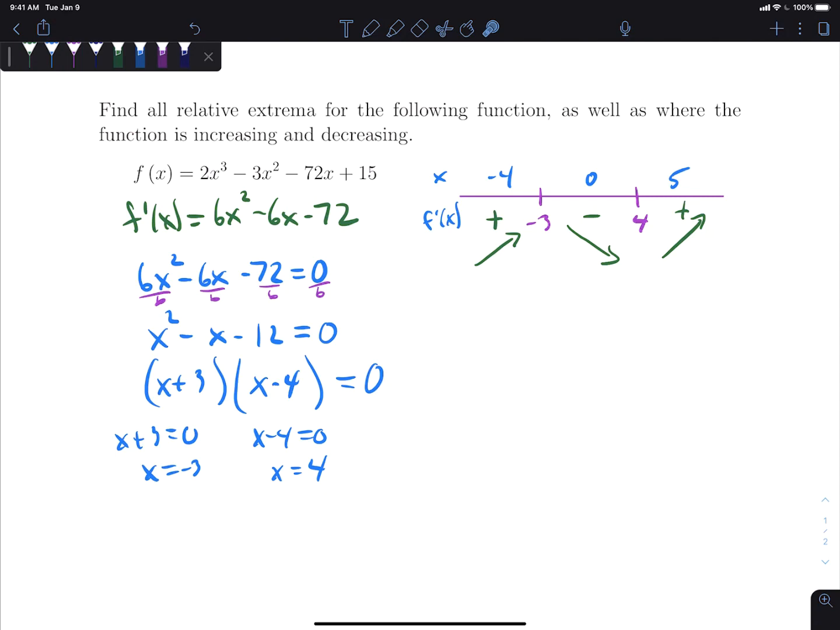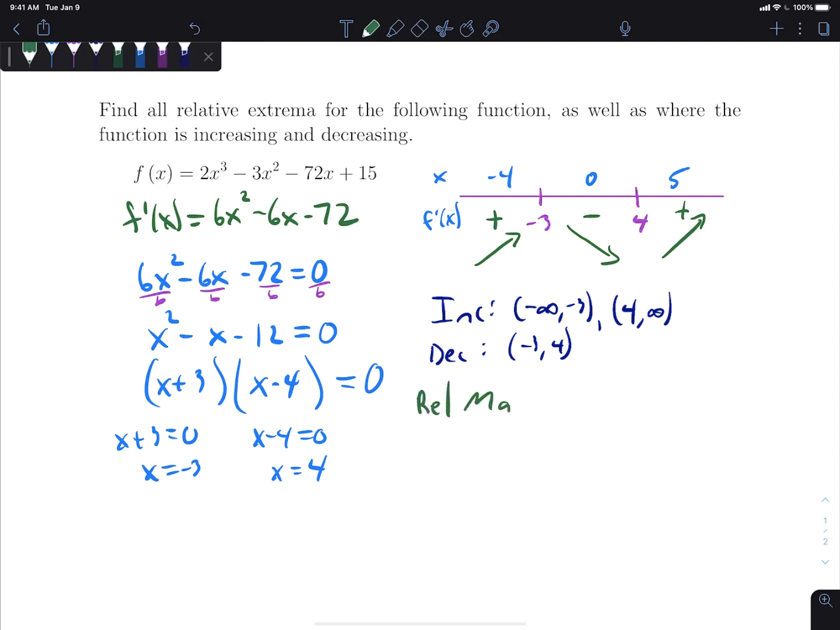So let's write down where this function is increasing and decreasing. It is increasing in the interval negative infinity to negative 3, and then my lab math will want a comma, so comma 4 to infinity. And it is decreasing in the interval from negative 3 to 4. Good. Now let's talk about the relative extrema. There will be a relative maximum at x equals negative 3.